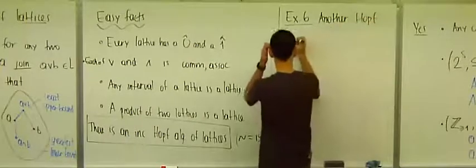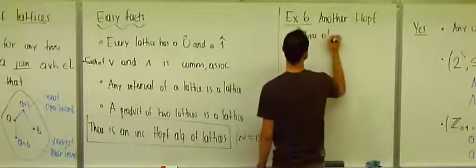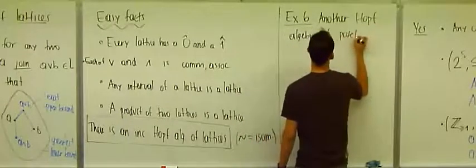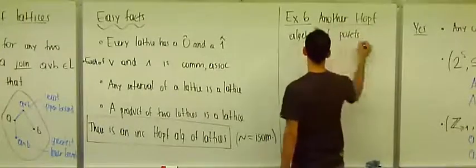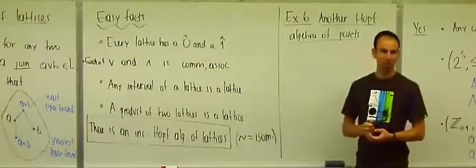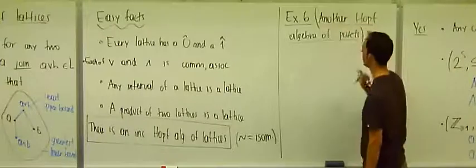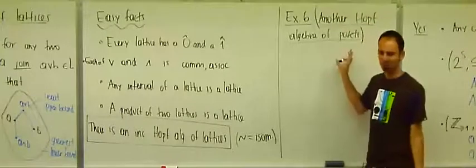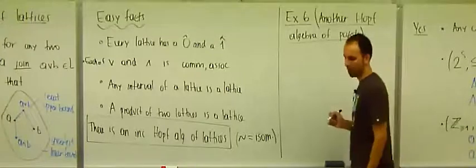I'm going to define another Hopf algebra of posets, a different one. Okay. And I'm going to define it in a little bit of an indirect way, so it'll take you a few minutes to understand why I'm calling this an algebra of posets, because it's going to sound different. Okay.